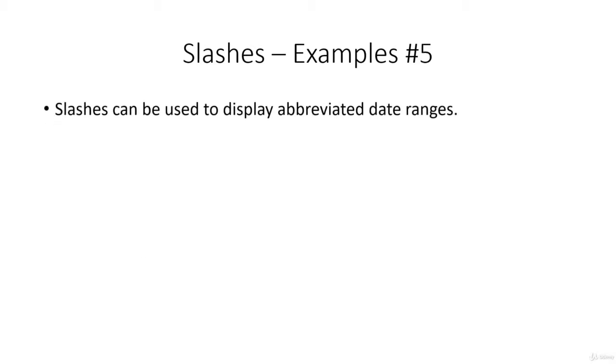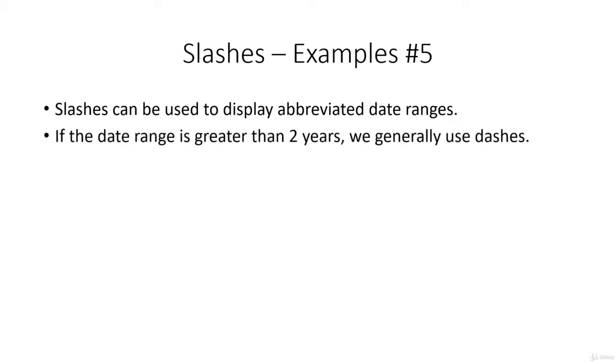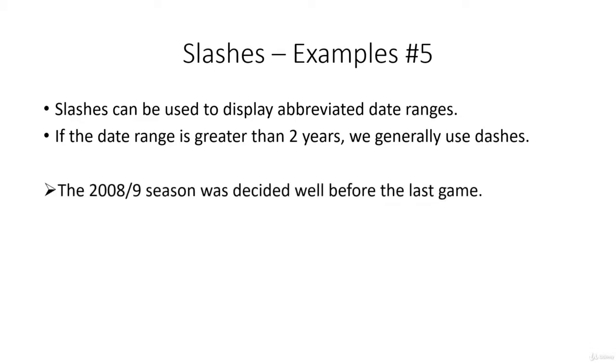And slashes are used to display abbreviated date ranges. So if the date range is greater than 2 years, we usually use a dash instead. For example, the 2008-2009 season was decided well before the last game. So here we're talking about 2008 and 2009, so we just write 2008/9, and then it's clear we're talking about those 2 years, or rather the 1 year season spanning those 2 years.